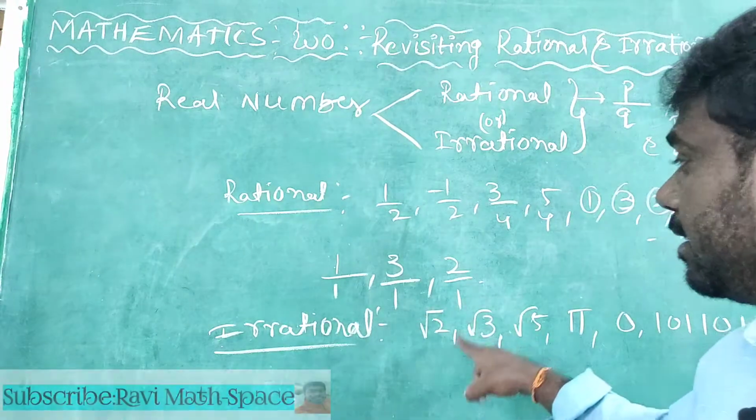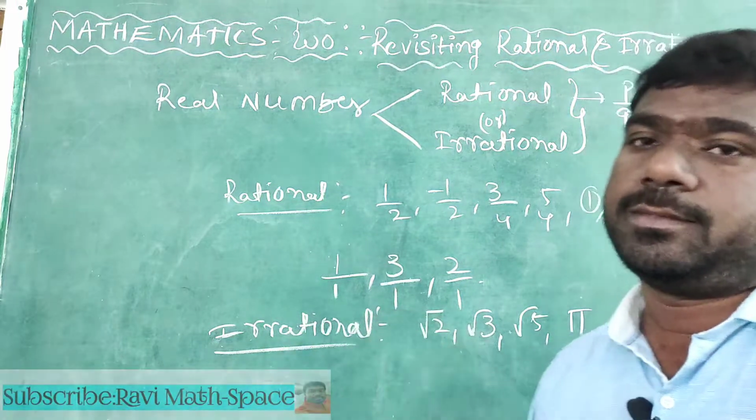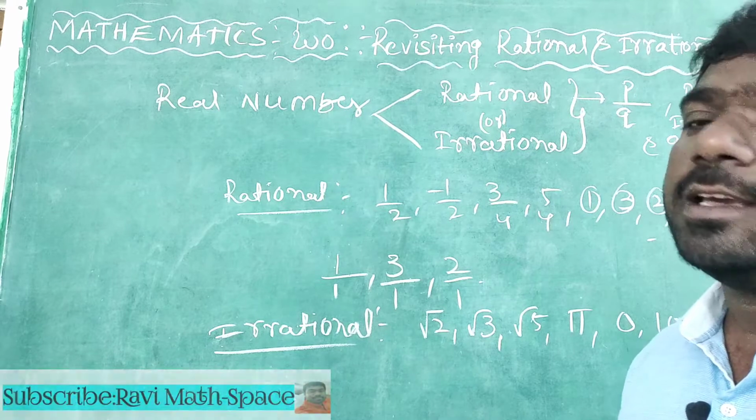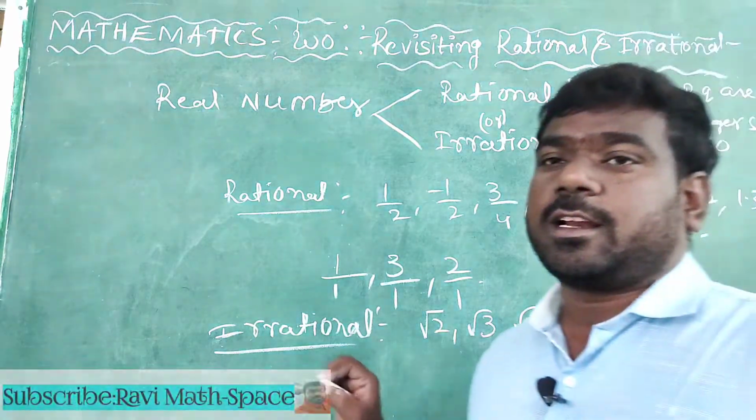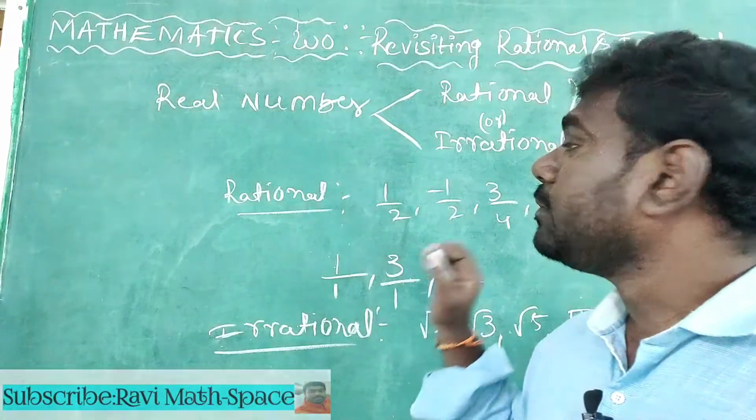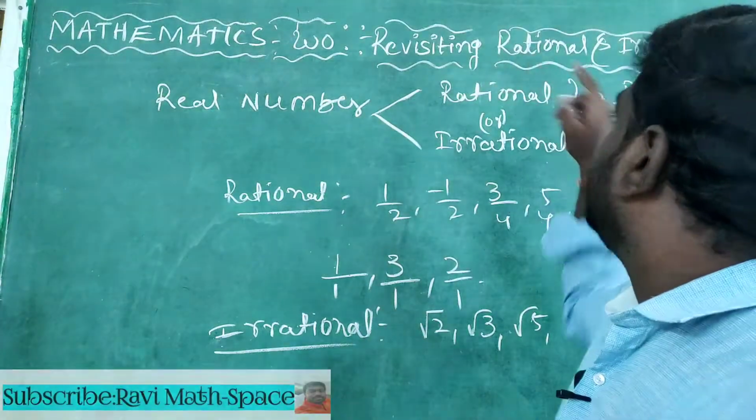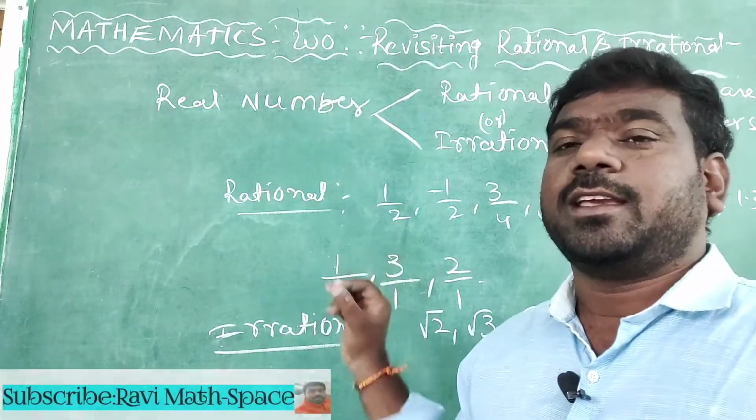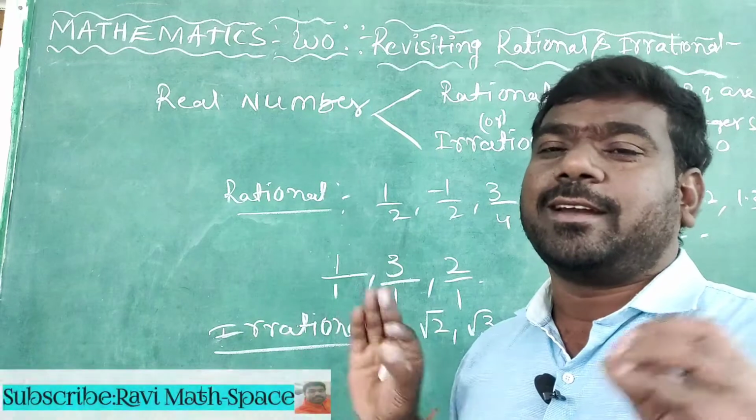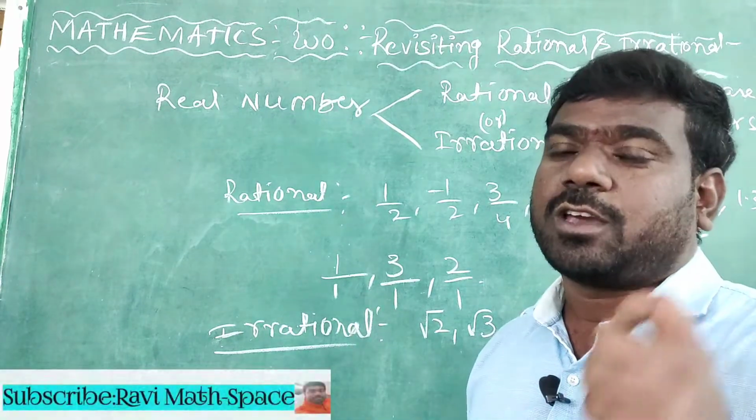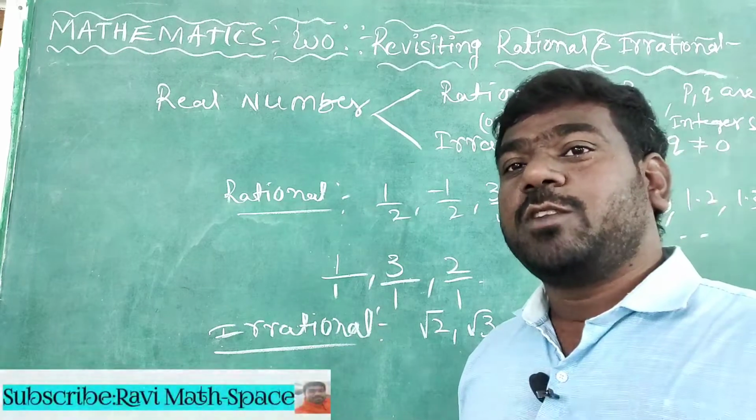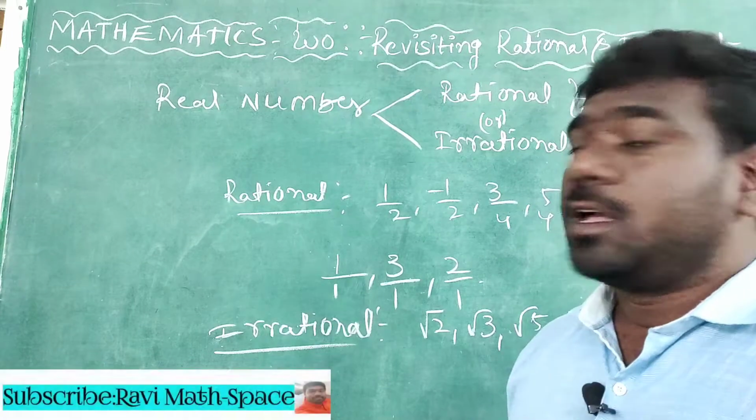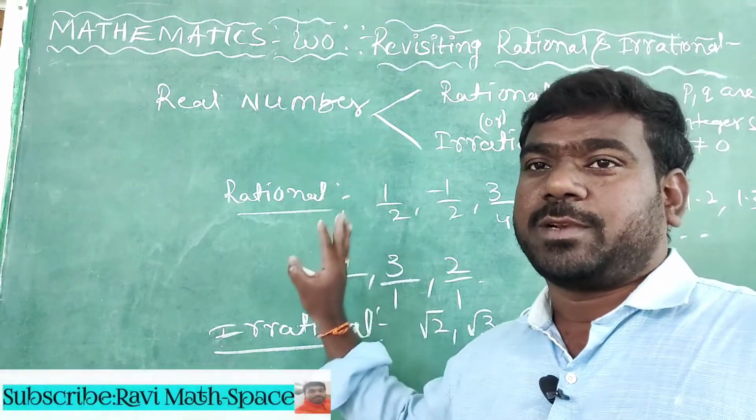These numbers we cannot write in the form of p by q. Such numbers are called irrational numbers. Understand the concept here. This is revisiting rational and irrational numbers. All these number types I have already explained very clearly and in detail in the previous videos. You can watch that video to understand the number concept better. I will provide the link in the description box. I hope you are understanding the concept here.